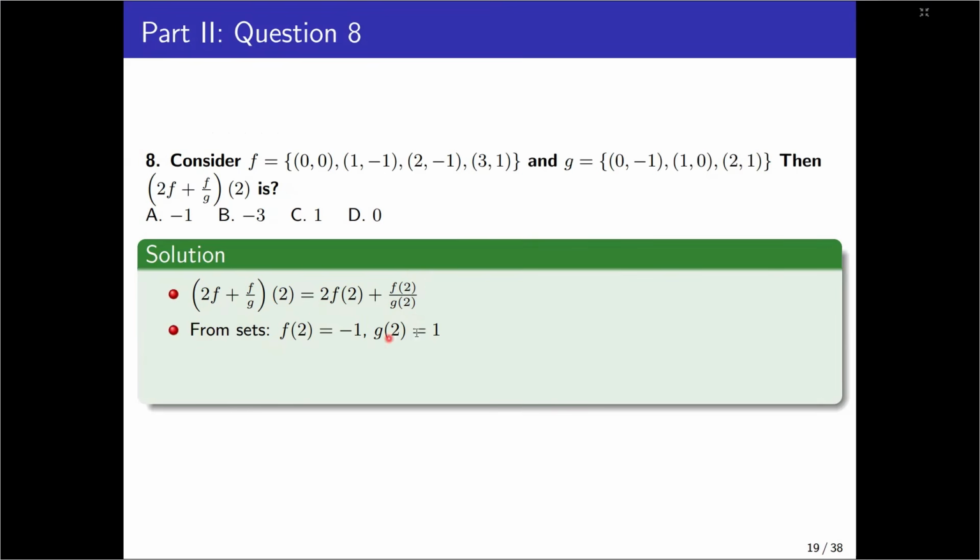And g of 2 is simply 1, so that g of 2 is 1. Therefore, when we substitute this in the formula, we have 2 times f of 2, that is 2 times minus 1, plus f of 2 over g of 2, that is minus 1 over 1. So we have minus 2 plus minus 1, which is equal to minus 3. So the alternative containing minus 3 is B. Therefore, the answer is B.